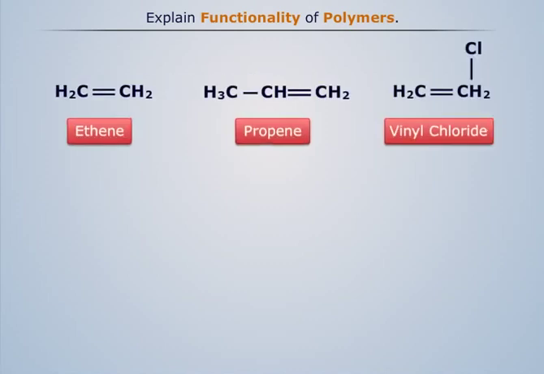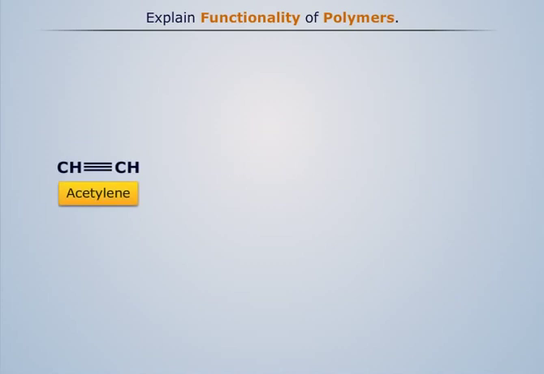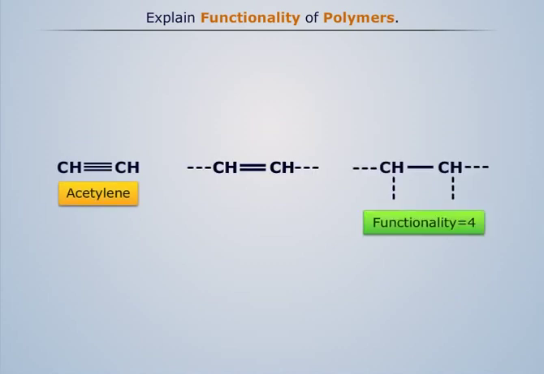In alkene monomers, the double bond can be considered as a site with two free valencies, and when this double bond is broken, two single bonds become available for combination, giving them bifunctionality. Acetylene, on the other hand, has a functionality of 4.